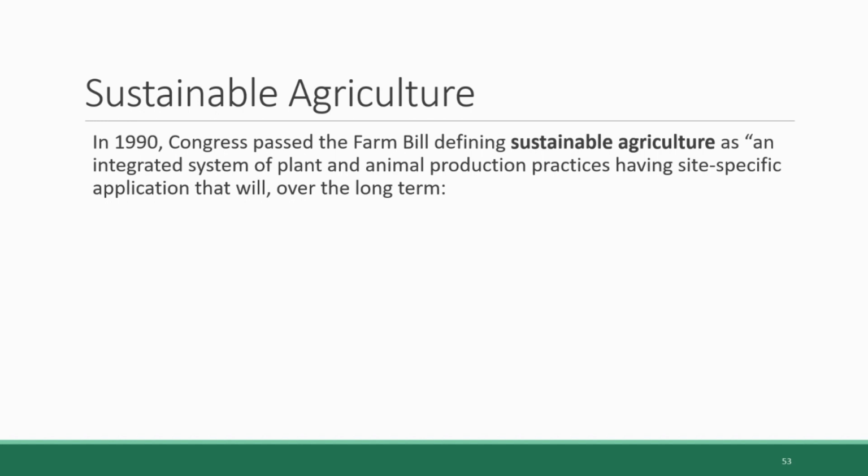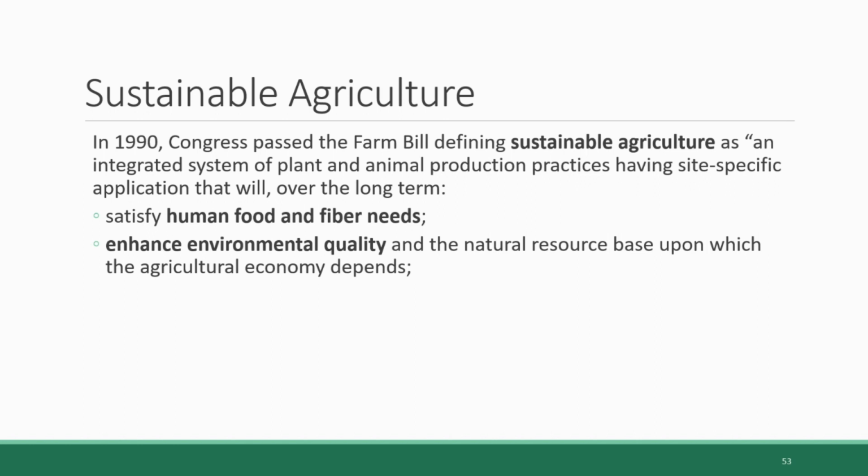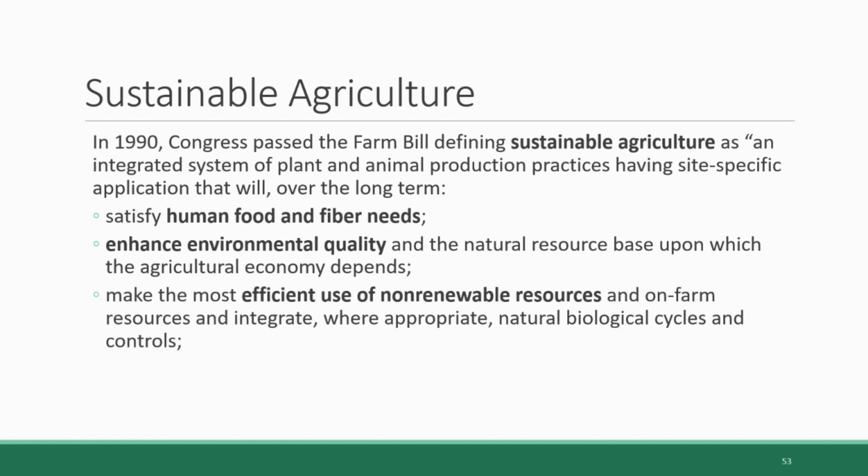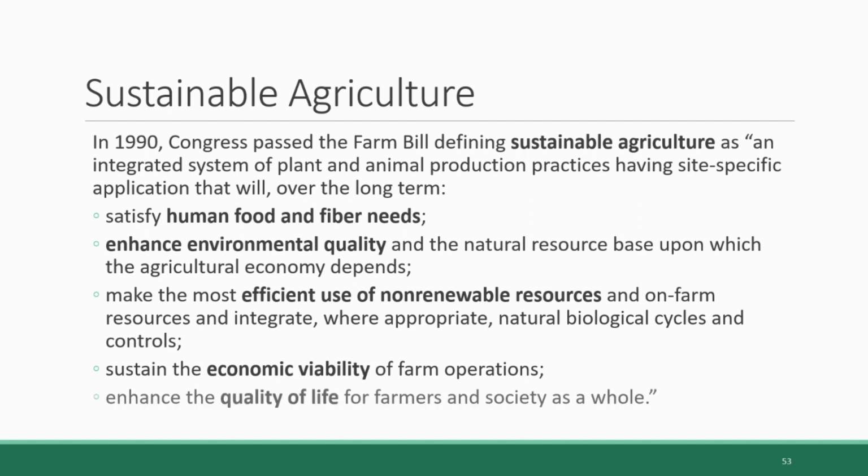So much of what we just described as being alternative agricultural practices also support the goals of a related concept, which is sustainable agriculture. Sustainable agriculture was defined in the 1990 Farm Bill as an integrated system of plant and animal production practices having site specific application that will, over the long term, satisfy human food and fiber needs, enhance environmental quality and the natural resource base upon which agricultural economy depends, make the most efficient use of non-renewable resources and on-farm resources, and integrate where appropriate natural biological cycles and controls, sustain the economic viability of farm operations, and enhance the quality of life for farmers and society as a whole.